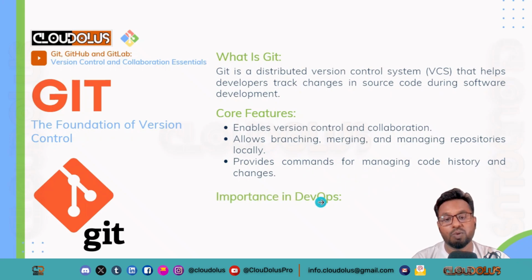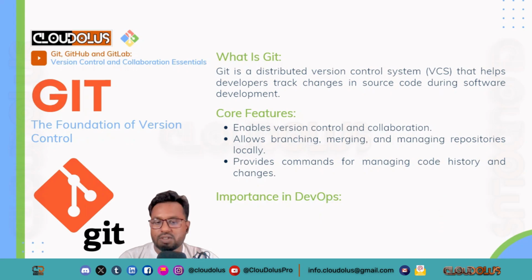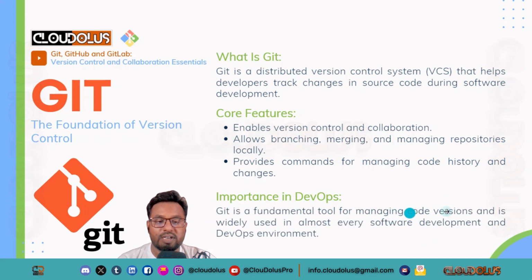Next, the importance of developer tools in DevOps. Git is a fundamental tool for managing code versions and is widely used in almost every software development and DevOps environment. So Git is important for DevOps developers because it is widely used in any kind of software development environment, and also in DevOps environments. So this is the importance of Git in DevOps. This was the overview of what Git is, its key features, and its importance.